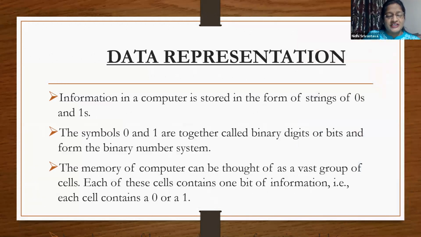Data representation. Information in a computer is stored in the form of strings of zeros and ones. The symbols 0 and 1 are together called binary digits or bits and form the binary number system. The memory of a computer can be thought of as a vast group of cells. Each of these cells contains one bit of information, that is, each cell contains a 0 or a 1.